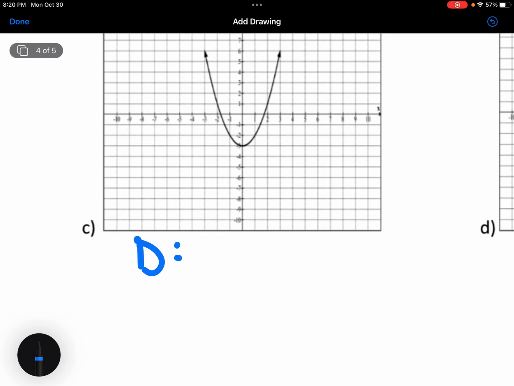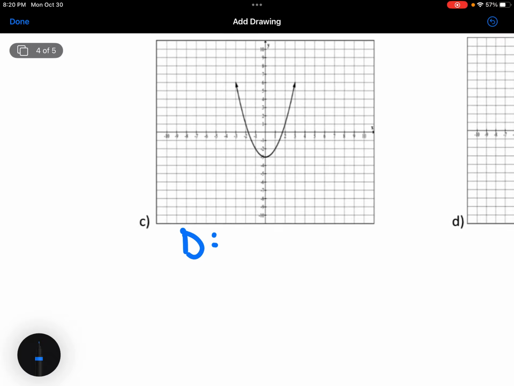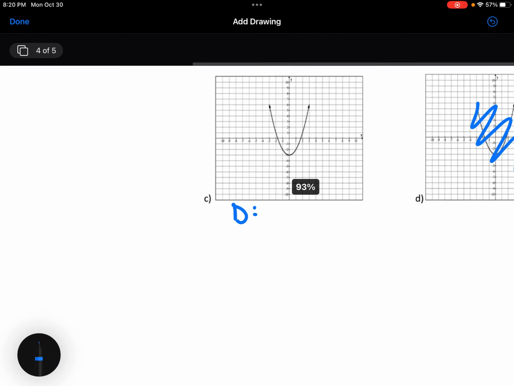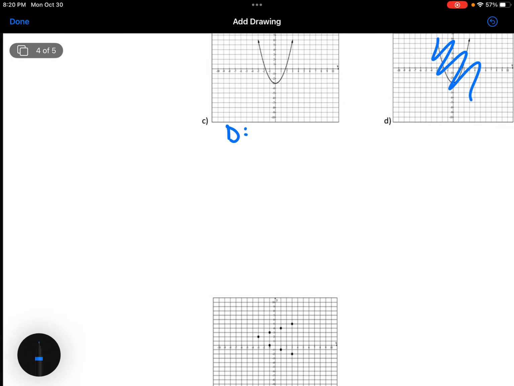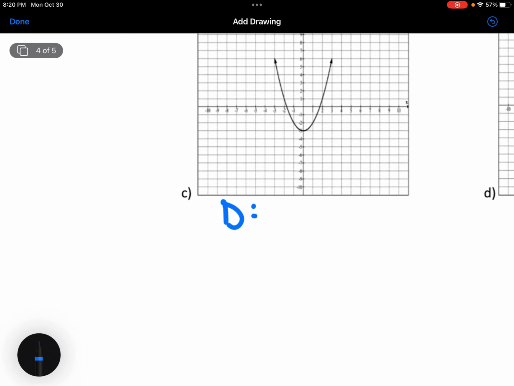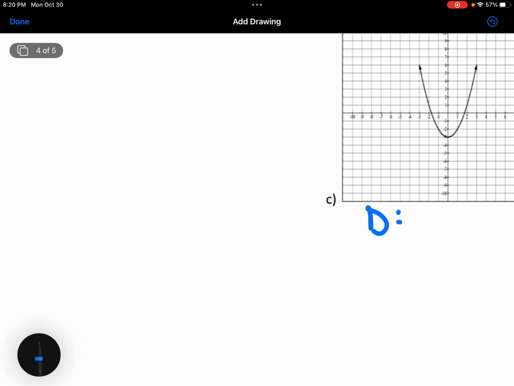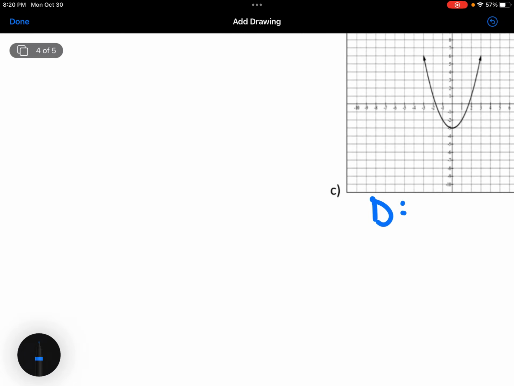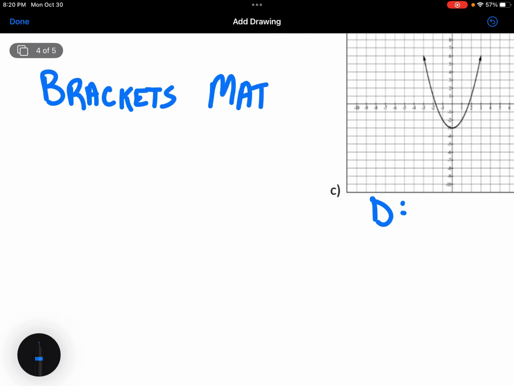Now in the first example, we just stated our domain with all of the values. Now with interval notation, there's a few things that we need to know. Okay, and we're going to go through this as we go, but our brackets matter. Now, the type of bracket we use matters.